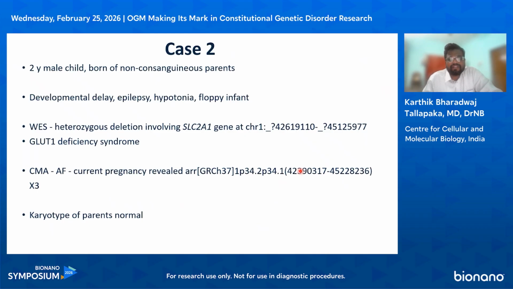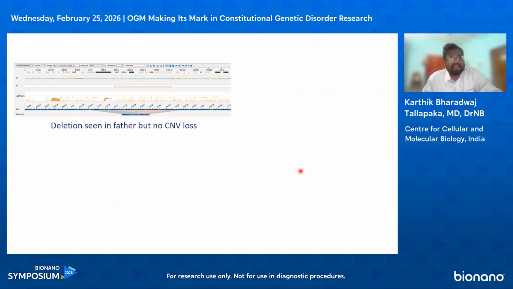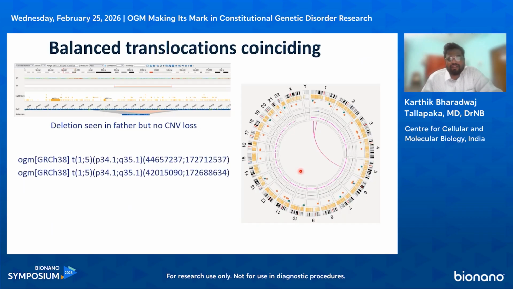Here, because with deletion in one of the progeny and duplication in one of the progeny, we were thinking of some cryptic structural variation present in the parents, and therefore proceeded to perform OGM. And then in optical genome mapping, we could identify the deletion in the proband. And in the father also, we could see the deletion, but there was no CNV loss. To our surprise, we also identified two translocations involving chromosome 1 and chromosome 5, right? And these are actually orbiting the CNV loss.